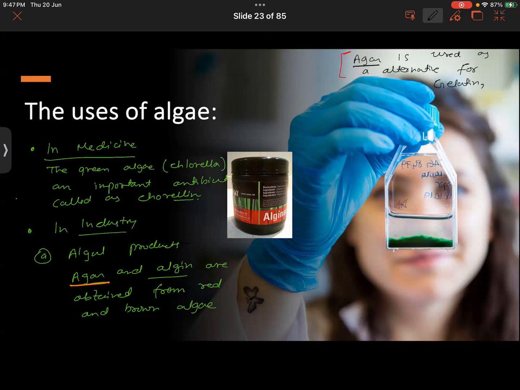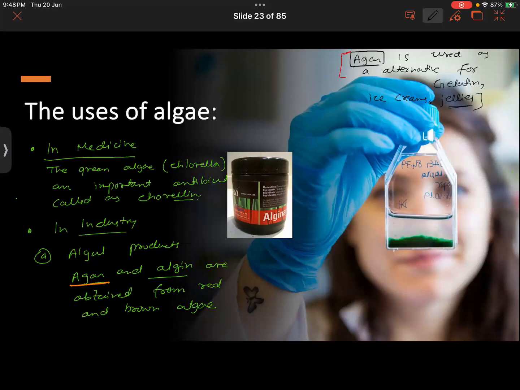Furthermore, this agar will be used in ice creams also. It is used as an alternative for gelatin. It is used in ice creams. So that is the use of agar. Is that clear to you? Yes, sir. Furthermore, apart from ice creams, it would be used in making jellies also. You understand what are jellies? Edible jellies. That is what agar is. Okay? So hope you have got this.